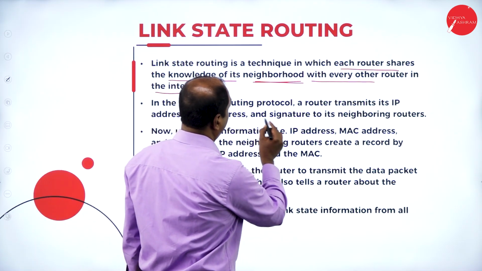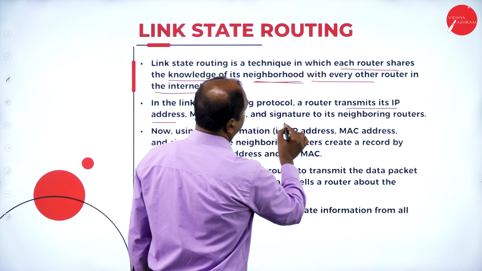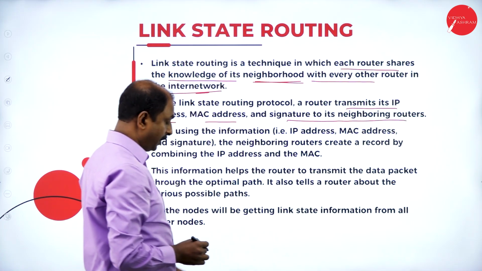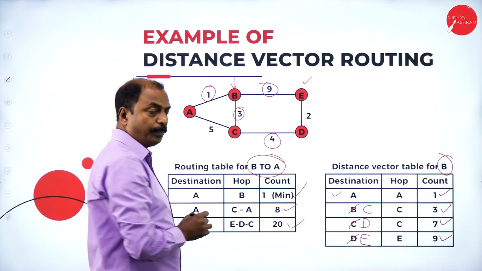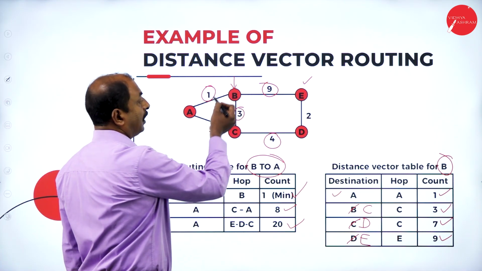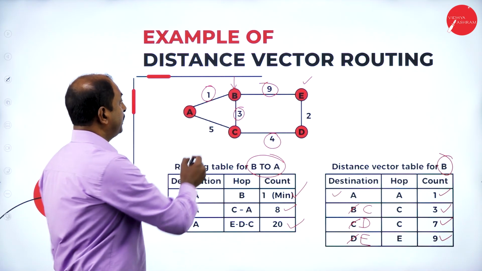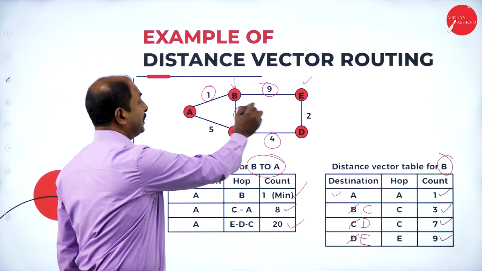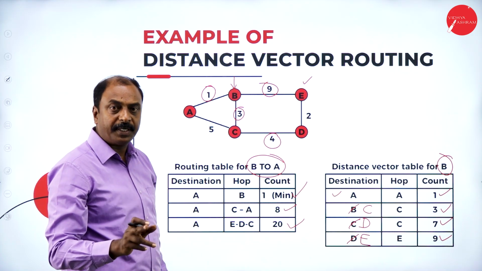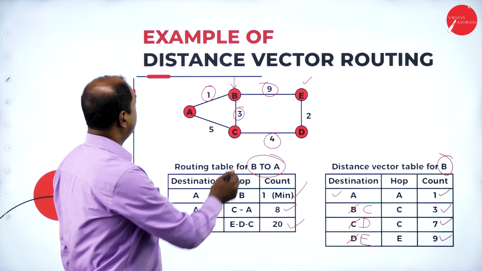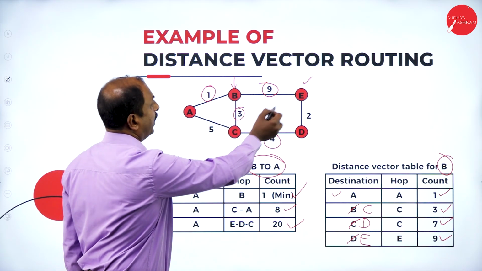In the link state routing protocol, a router transmits its IP address, MAC address and signature to its neighboring routers. So if you look at the example here, suppose the router B is going to share its information with A. For example, this is the neighboring router. So it is not going to broadcast to all the network devices in the network, only to its neighboring nodes. In this example, it's probably going to share information with A, C and E.